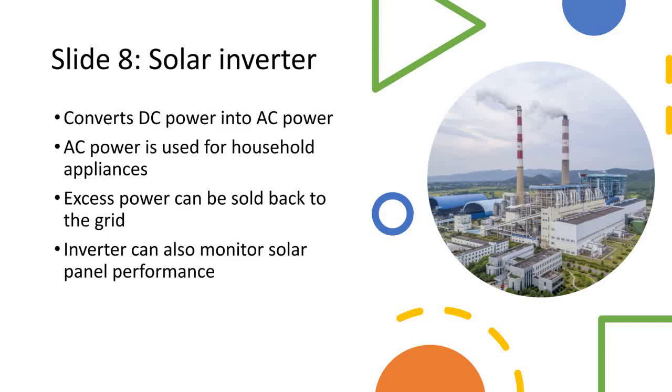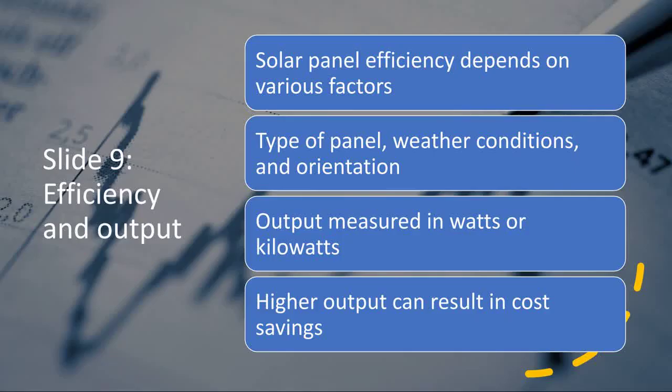Thank you for joining us in this presentation, and let's move on. In this ninth slide, we will be discussing the efficiency and output of solar panels. Solar panel efficiency is dependent on various factors, including the type of panel, weather conditions, and orientation. The more efficient a solar panel is, the more electricity it can generate for a given amount of sunlight.